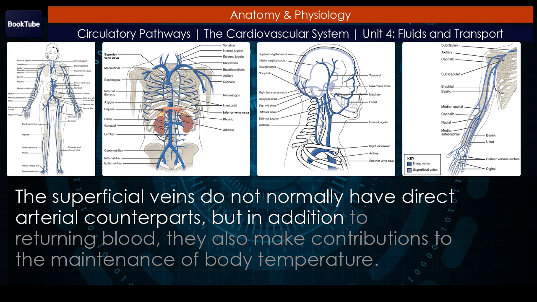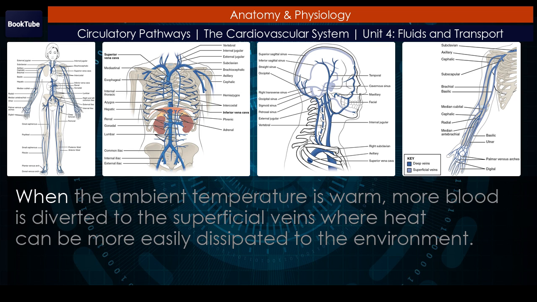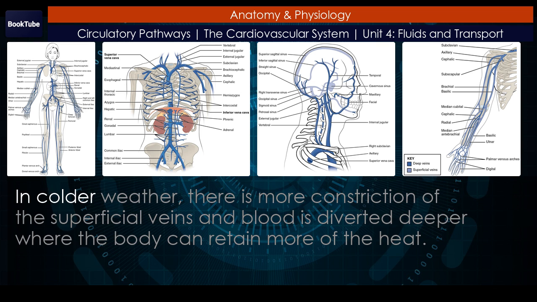But in addition to returning blood, they also make contributions to the maintenance of body temperature. When the ambient temperature is warm, more blood is diverted to the superficial veins where heat can be more easily dissipated to the environment. In colder weather, there is more constriction of the superficial veins and blood is diverted deeper where the body can retain more of the heat.